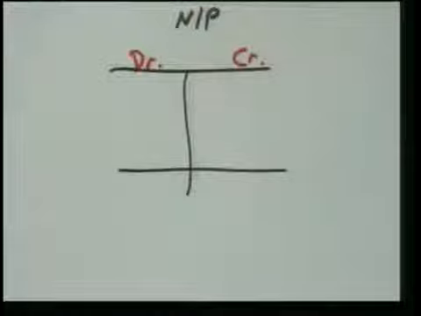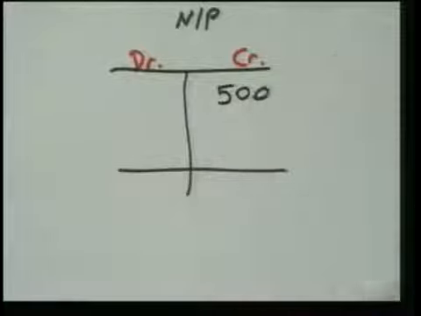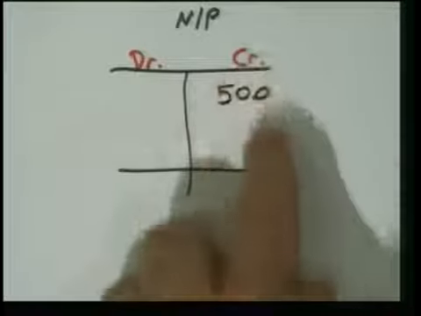Now, I told you that for cash, increases are kept track of on the debit side, and that is true. However, for notes payable, increases are kept track of on the right side or the credit side. So let's say we were going to increase notes payable. I would show that on the credit side. Are you with me? For notes payable, increases are on the credit side.